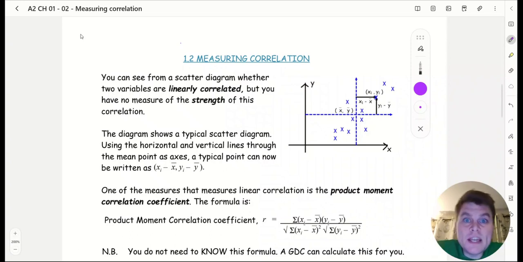One such measure that is used at A level is the product moment correlation coefficient, and it is calculated using this formula. Fortunately, we do not need to use this formula in the exam. We will be using our calculator solely to calculate anything to do with the product moment correlation coefficient. Note that it is also often given the symbol R.